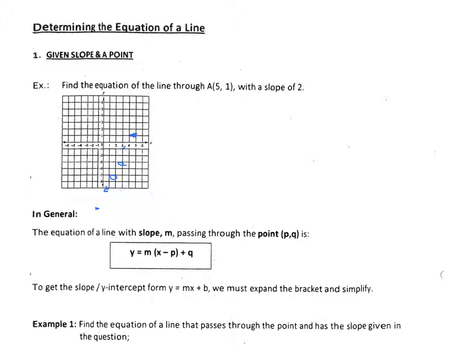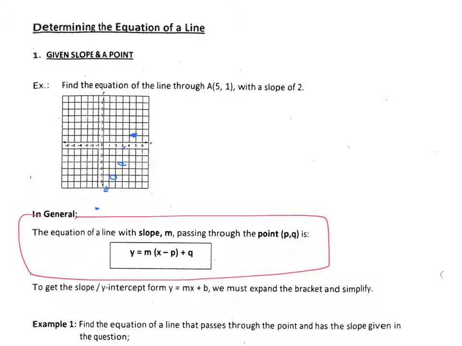Instead, we're going to use this general formula. y equals m(x minus p) plus q. We're going to take our point that's given and plug it in for p and q. In this first example, that means 5 would be p and 1 would be q. And we would have a slope of 2, which would replace m in the equation.